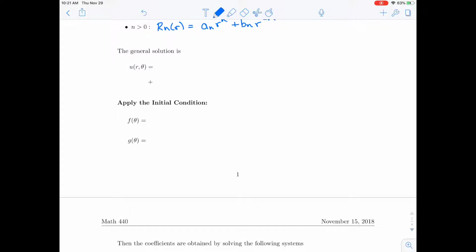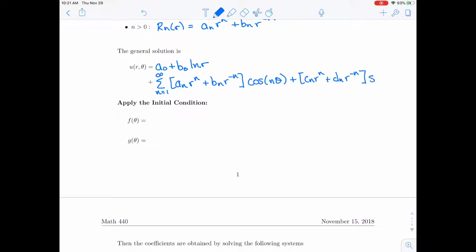So the general solution is quite lengthy. It's going to be a0 plus b0 natural log of r plus the sum from n equals 1 to infinity of a sub n r to the n plus b sub n r to the minus n, all of that times cosine of n theta. And then we'll have similar terms. We'll call them c sub n r to the n plus d sub n r to the minus n, and those will multiply sine n theta.